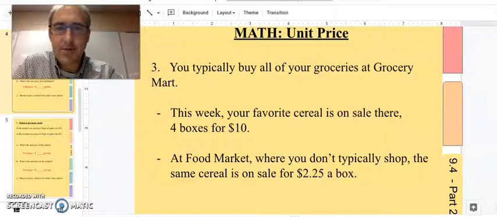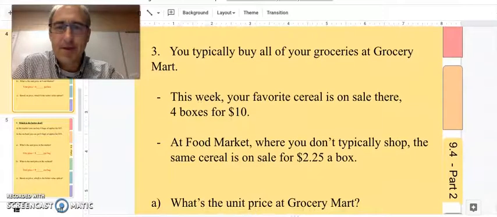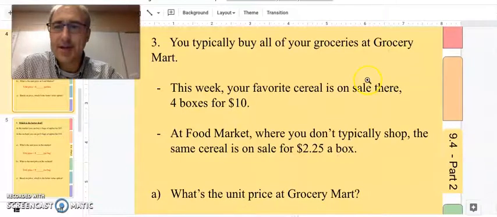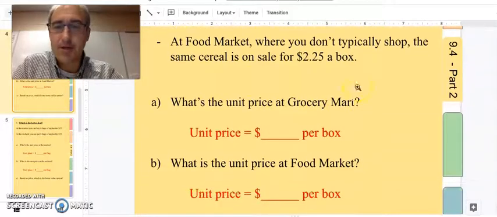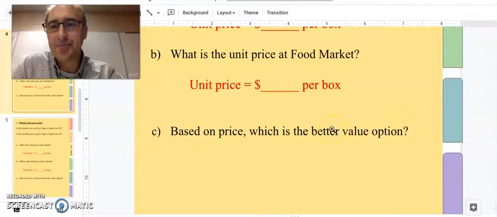Next sheet, you typically buy all your groceries at the grocery mart. This week your favorite cereal is on sale, 4 boxes for $10. At the food market, where you don't typically shop, the same cereal is on sale for $2.25 per box. You're going to use the math from earlier to decide what is the unit price at the grocery mart, what is the unit price at the food market. And, as you probably guessed, we want you to tell us which is the better deal.